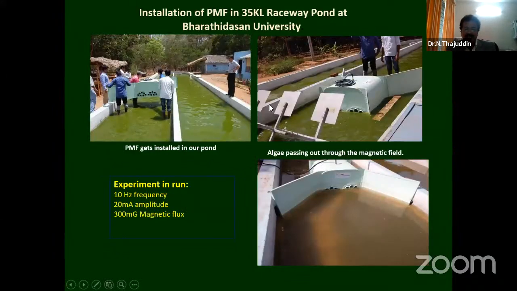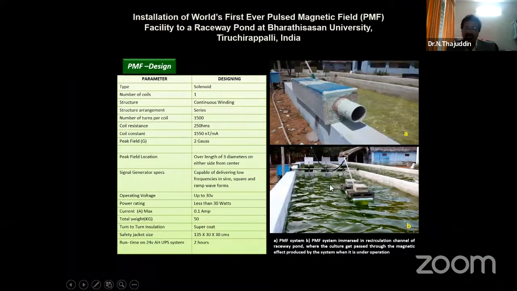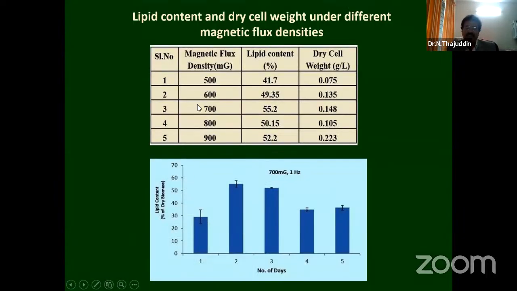And we installed the world's first installation of pulse magnetic field to enhance lipid production. Initially, we established a 10-channel pulse magnetic field. Because of the high magnetic intensity, the next day all the algae had died. Later, we used a single magnetic field, and we recorded an amazing increase in lipid content. We used different frequencies, and at 70% of the magnetic field, we found nearly 55% lipid. Originally, the algae had only 22%.